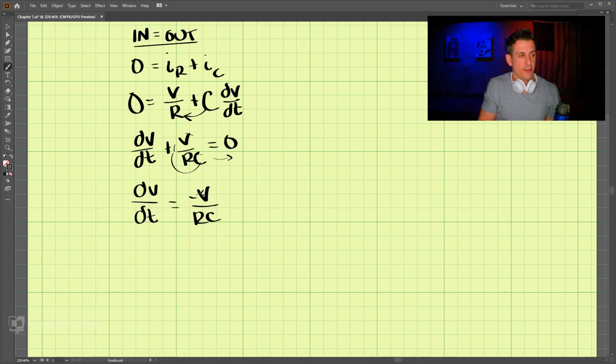We're going to move the V over to this side and then move dt over to this side. So we have dV over V, we move that over here, and that is equal to negative dt over RC. Maybe it's easier to see if we write this as negative 1 over RC times dt.